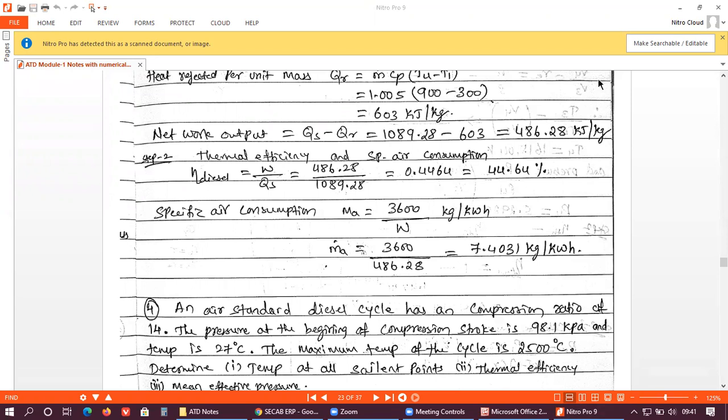Okay, okay. So please, all of you work on the numerical part, especially the numerical part. No doubt the theory part you can do, I know that, but you have to develop the problem solving technique and that skill.